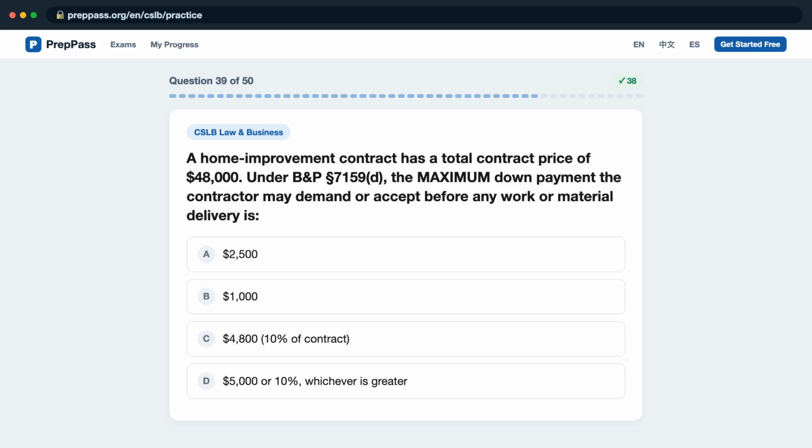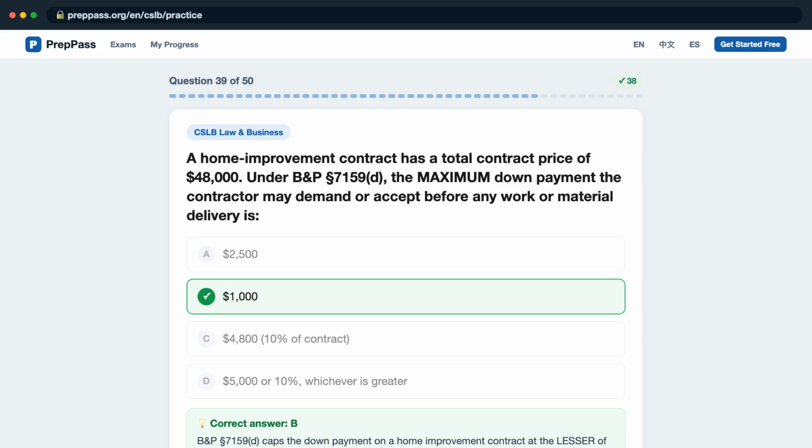Question 39. A home improvement contract has a total contract price of $48,000. Under BNP Section 7159(d), the maximum down payment the contractor may demand or accept before any work or material delivery is it A, $2,500. B, $1,000. C, $4,800, 10% of contract. D, $5,000 or 10%, whichever is greater. The correct answer is B.